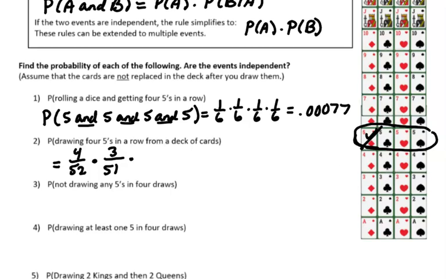This is a case of conditional probability. The probability of drawing a 5, given that I've already drawn a 5, is now 3 out of 51 instead of 4 out of 52. Now I've drawn another 5. So how many 5s are left? There's only 2 left and only 50 cards left. I draw another 5, there's only 1 5 left, and there's only 49 cards left. So to calculate the probability of drawing 4 5s in a row from a deck of cards, I have to do this process. This turns out to be 0.0000369. Very, very small chance of drawing 4 5s in a row in a deck of cards.